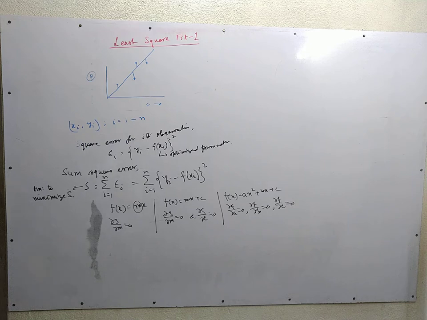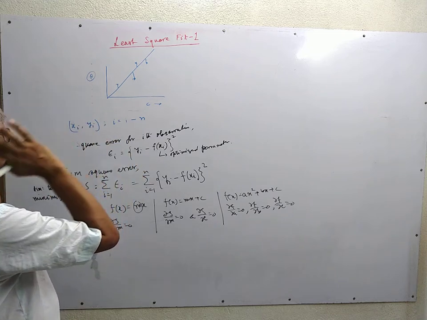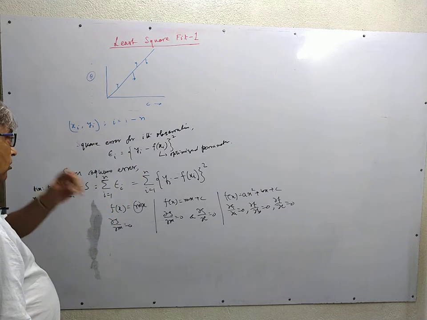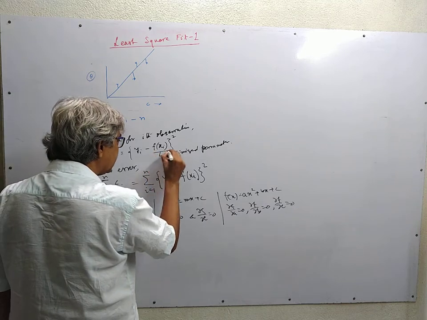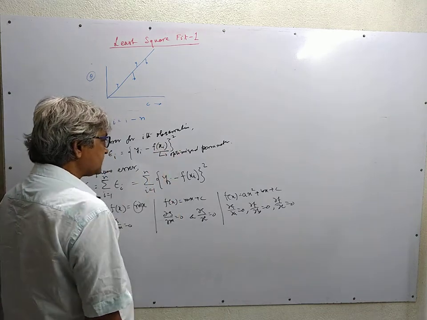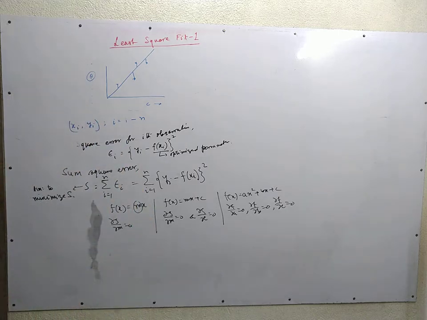This is the method of least square fit. Least square fit means we are looking for the optimized parameters for this function so that the sum of square errors for the given set of data is a minimum.